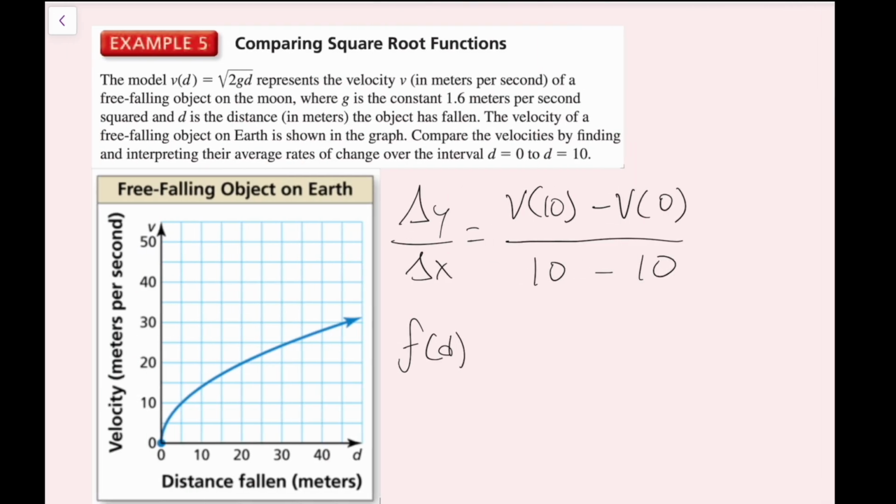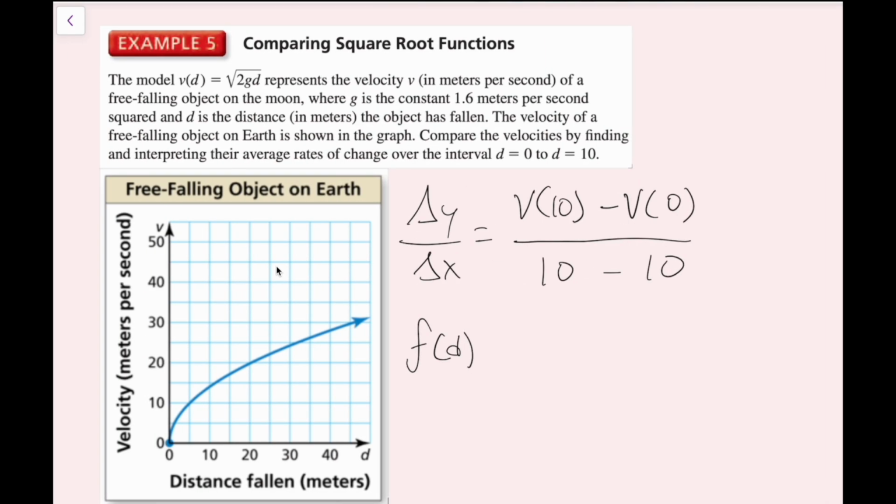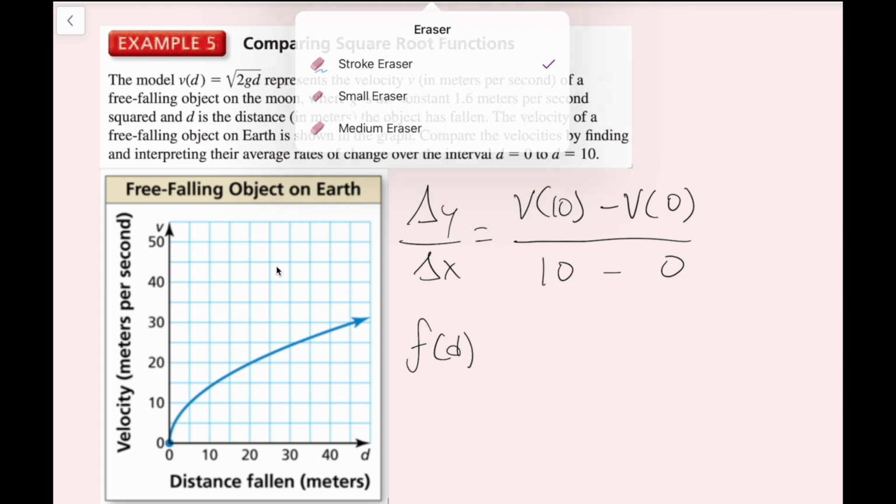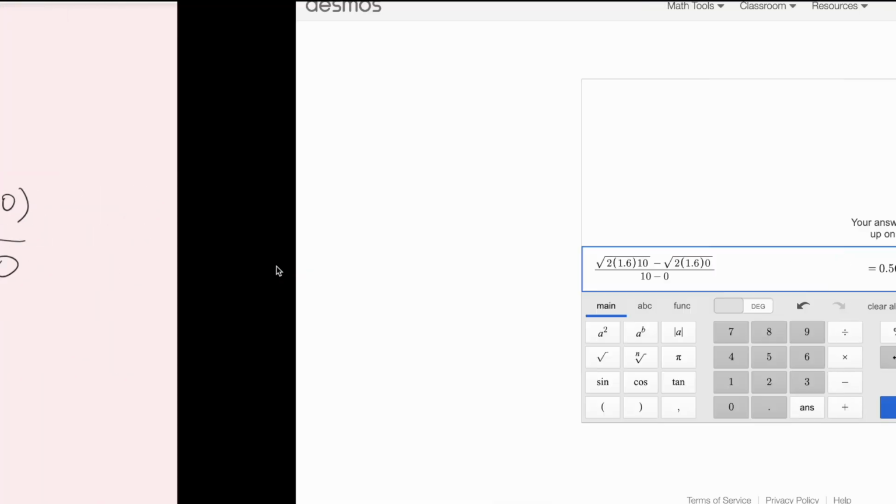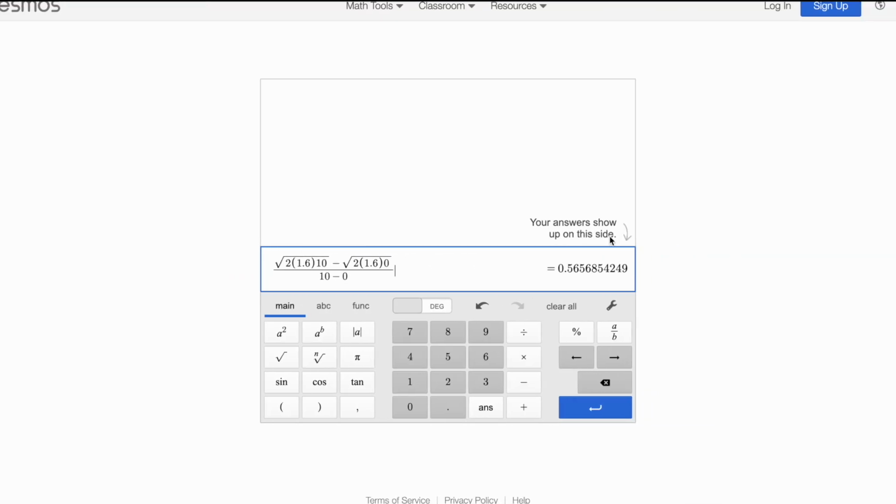I'm looking back over here. I wrote 10. This should be a 0. I apologize. Anyway, back over here. I see the average rate of change here is about 0.565. I'm going to round this up to about 0.57.